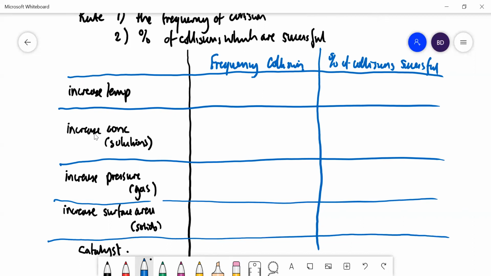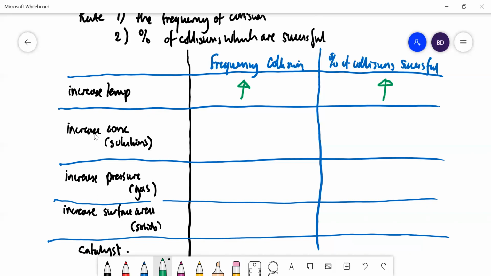What increases the temperature then? If you increase the temperature, do you increase the frequency of the collisions? Yes, you do. That goes up. Why? Because they're flying around faster, so they're more likely to collide. And do you increase the proportion which is successful? Yes, you do, because more of them will have energy greater than the activation energy.